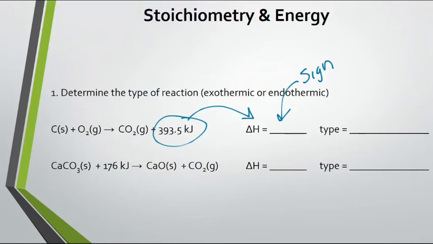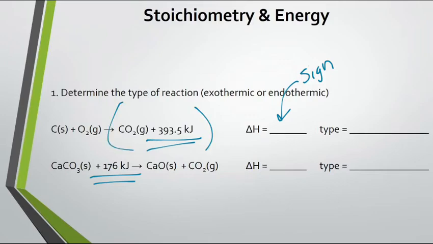Once it's in a chemical reaction, no matter what side it's written on, it's always going to have a plus sign in front of it, because chemical reactions are all about what stuff we have. So here, after the reaction happens, I have CO2 and 393.5 kilojoules of energy. Here, before the reaction, I have calcium carbonate and 176 kilojoules of energy. So the chemical reaction will never have the negative sign in there, but I could ask you on a test or a quiz what would be the sign of the delta H for this specific reaction.